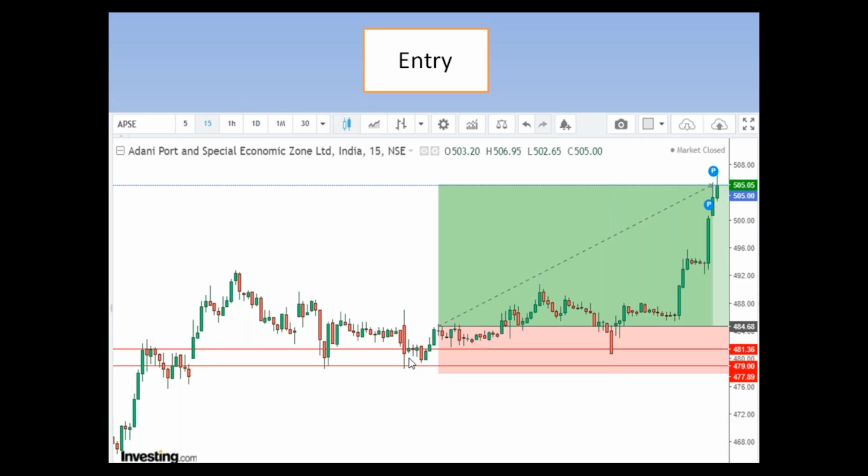So now we'll look for the confirmation. Then here price came again. This is the opening candle of 9:15 in the morning. Price came here, did not break it, and then we are looking for a bullish candle to be closed in our favor. This candle confirms that we should enter into our trade.